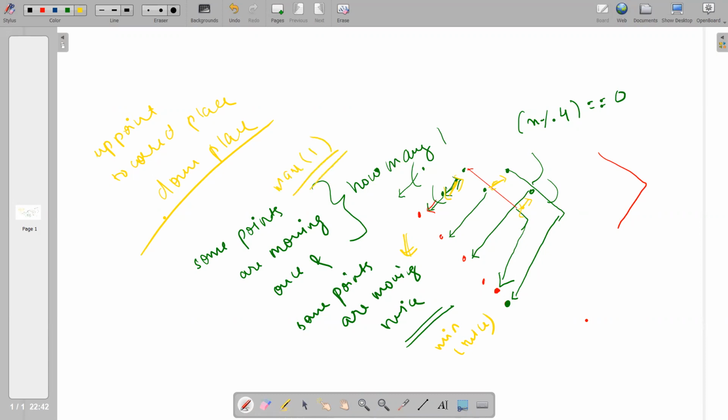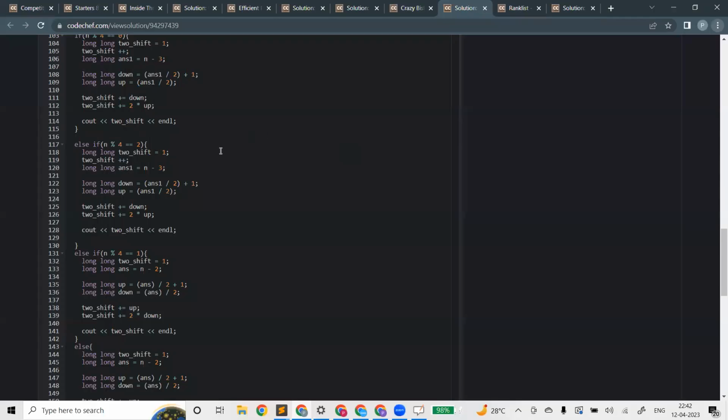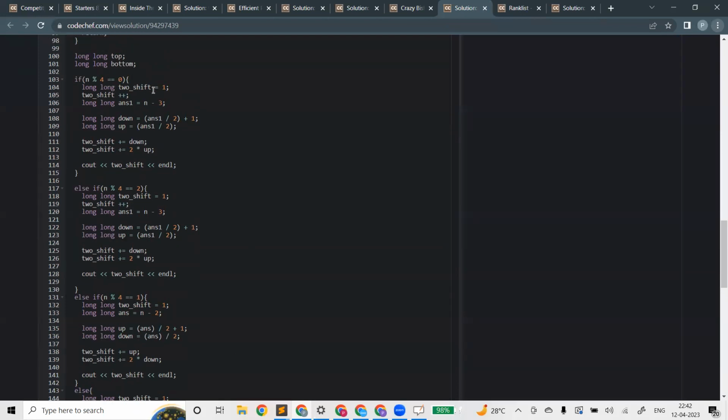So my approach was something like this. But I just overkilled the problem, to be honest. And I made a two shift. What is two shift? This is the second operator, means the second point to be shifted. And for that, you have to take two steps. I wrote it one here, but you have to take two steps.